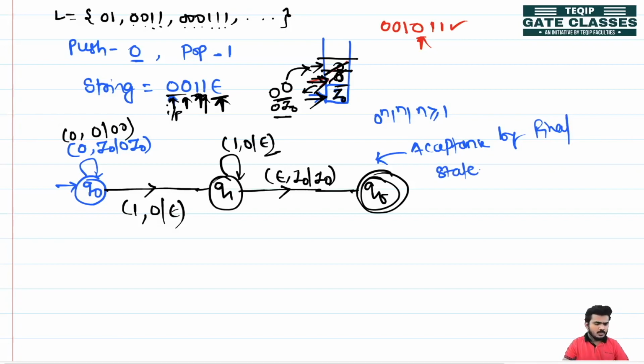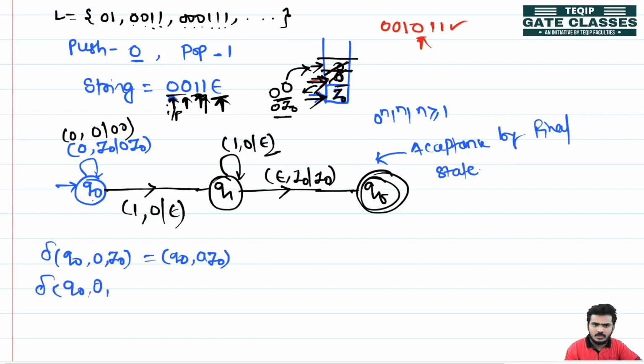Okay, suppose we have to write the transition functions with respect to this. So how will we write? Suppose initially we are in Q0, and after seeing an input 0 and top of the stack is Z0, what did we do? We have moved to the Q0 state and we have updated the stack as 0Z0. Similarly, delta, that is the transition function, Q0, when input is 0 and top of the stack is 0, then we have stayed in that state only, Q0, and we have updated it as 0 0.